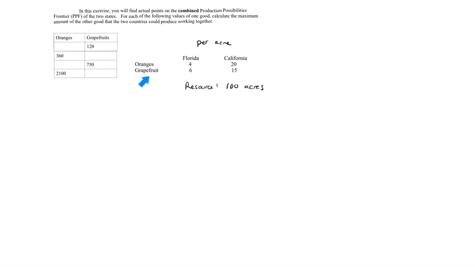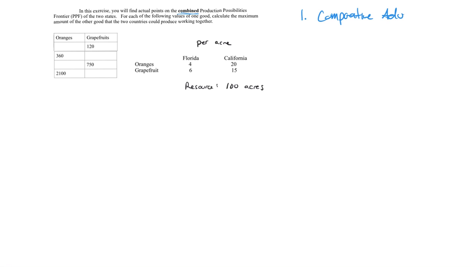In that first video, we just had 2 states, Florida and California. They were creating oranges and grapefruits. We were given some data on what their per acre yield is, how many they can make per acre, and then that they had 100 acres they could allocate between those two or specialize either way. Now, if you get a question where it's asking you to find the combined production possibilities frontier, the first thing you need to know is that we need to understand comparative advantage.